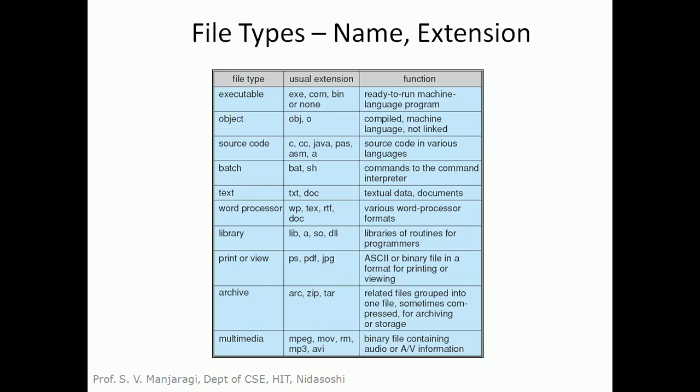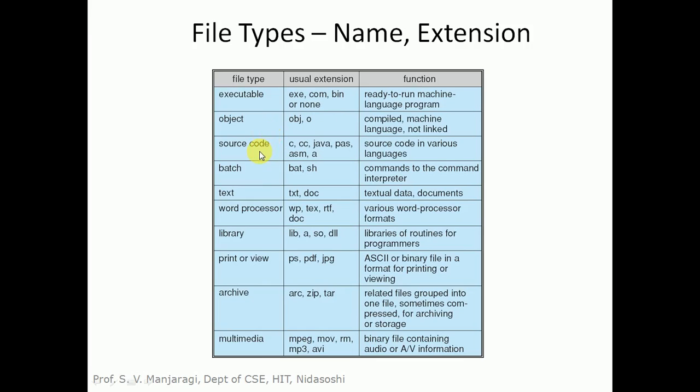The second file type is object. Once you compile a program, the output of the compiler will be an object file. The object file will have the extension .obj or .o. These object files are not linked. They are only compiled and contain machine code in hexadecimal form. That is called an object file.